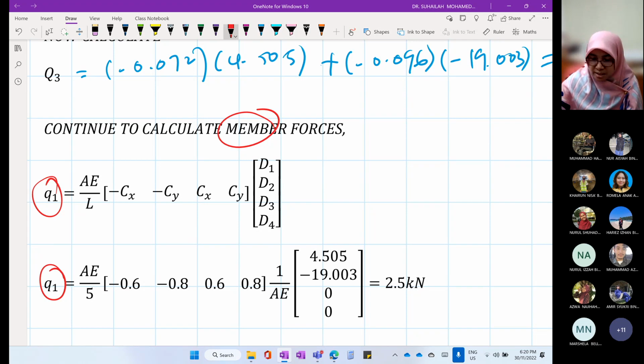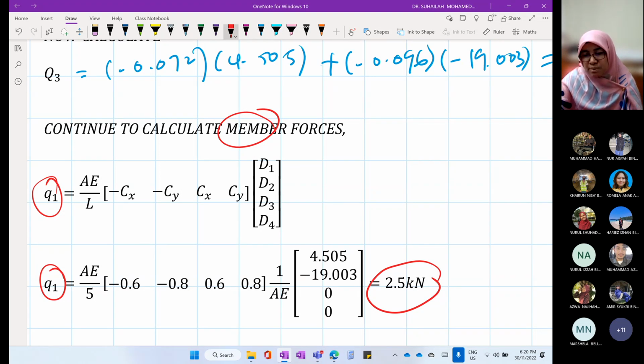Ada Q besar, ada Q kecil. Okay, so this is the formula. This is also matrix multiplication, so then you akan dapat single value. Okay, this is the basic in stiffness matrix method that you should know. This is for truss only.